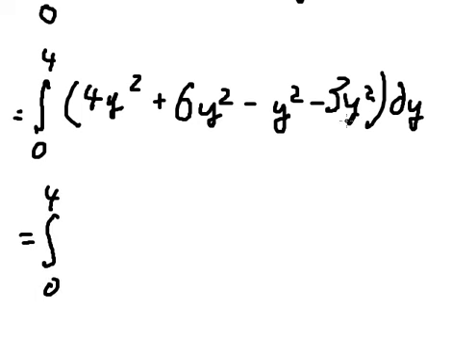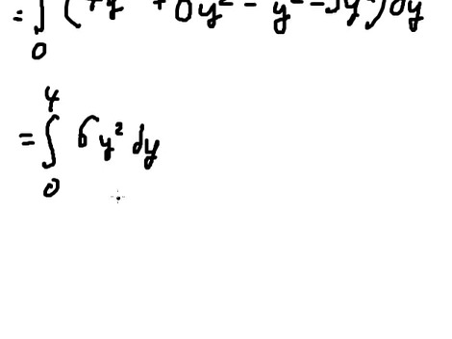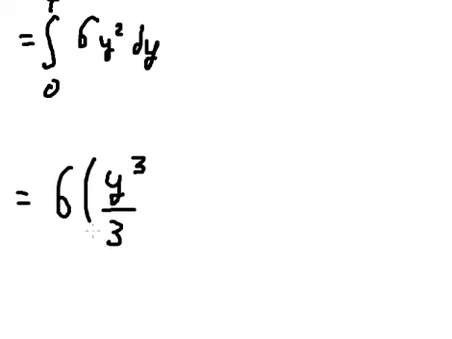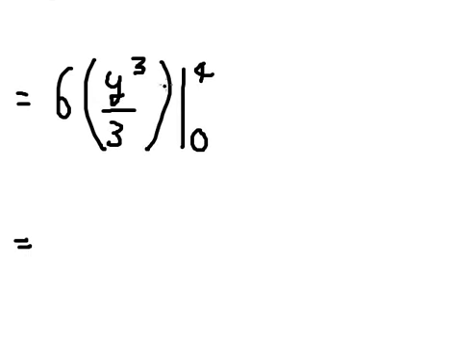So we need to simplify this one, and that is 6y squared. The integration of y squared is y to the power of 3 over 3. And we put the bounds from 0 to 4. So I will put 4 in here, 0 in here.